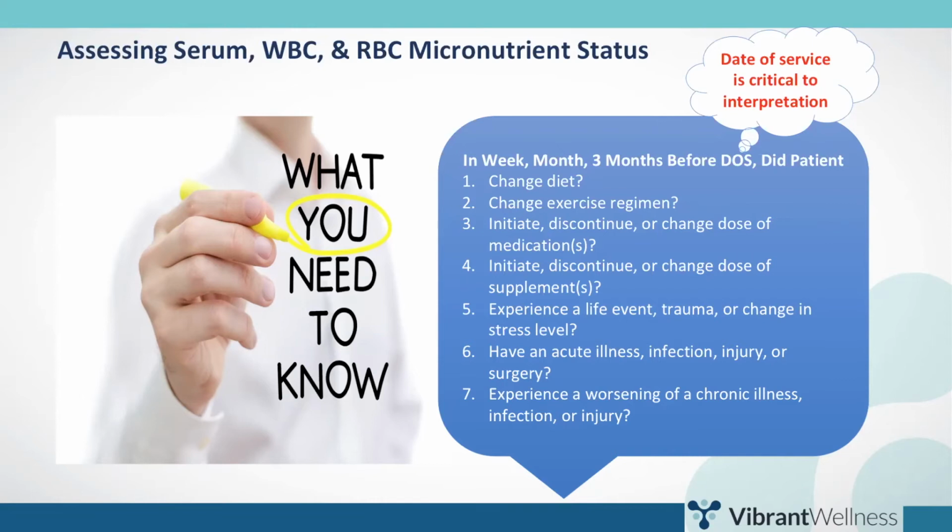Also, you want to understand, did they, in the week, the month, or the 3 months before the date of service, have an acute illness, infection, injury, or surgery? Or did they experience a worsening of a chronic illness, infection, or injury? So again, interpreting this test with the patient or the client present, I feel is always the best. Because otherwise you're just trying to assess the micronutrients kind of in a vacuum, if you will. And it's not always pathology related. It certainly can be. It's not always genetic polymorphism. It certainly can be. But there's so many other factors that we want to take into account.